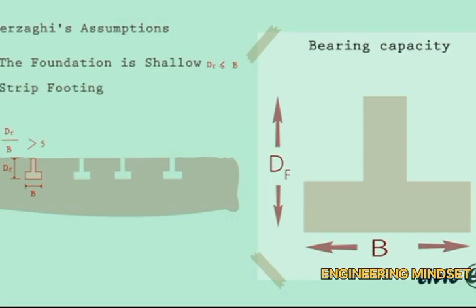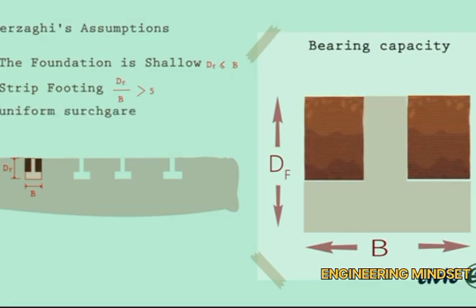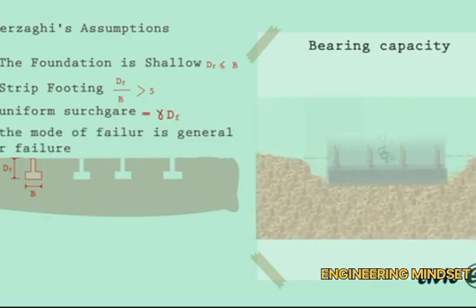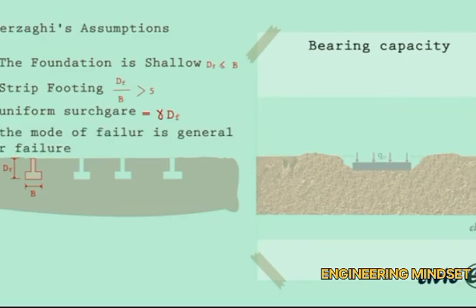call a strip footing. He also assumes that the weight of soil above the base of the footing is replaced by a uniform surcharge equal to gamma times D_f. He assumes the soil will fail under the general shear failure, which we explained in the previous video.